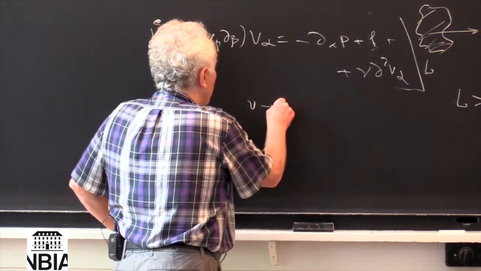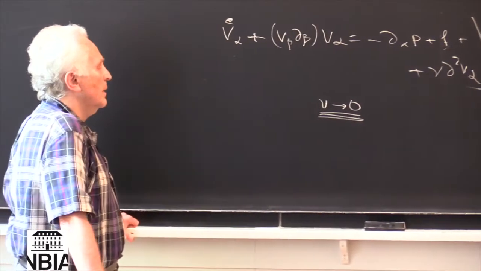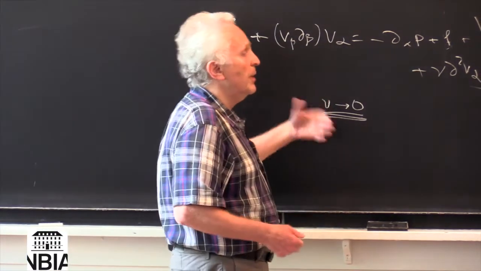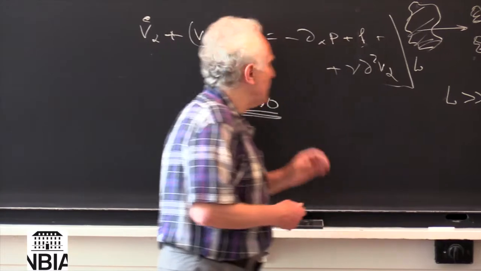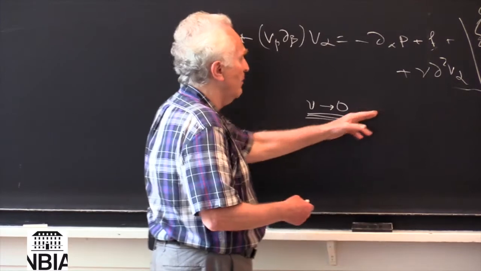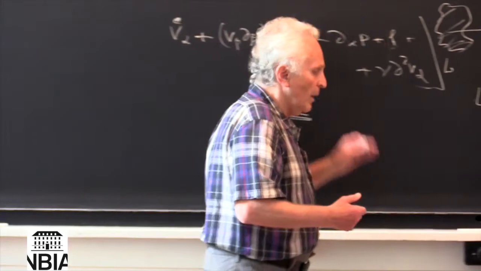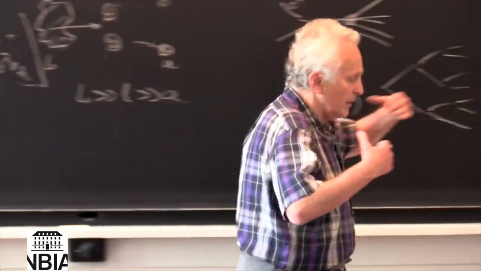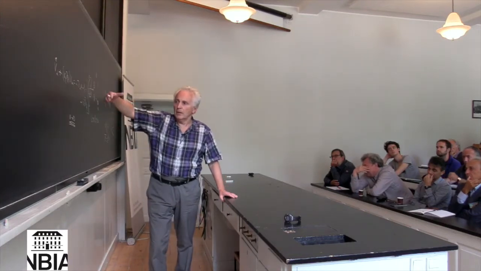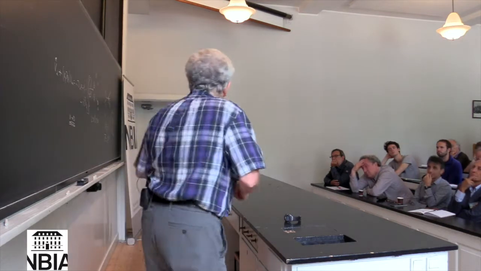We send nu to zero, and we ask the question whether dissipation remains. So we are basically asking whether nu tending to zero is the same or not the same as nu equal to zero. Whether the Navier-Stokes equation will go to the Euler equation in this limit or not.